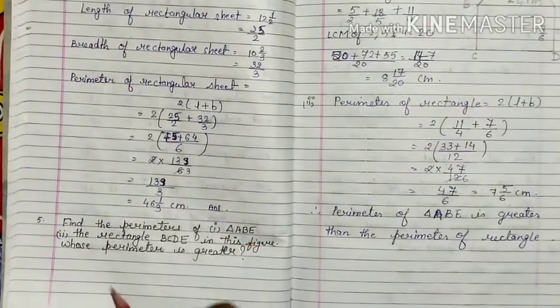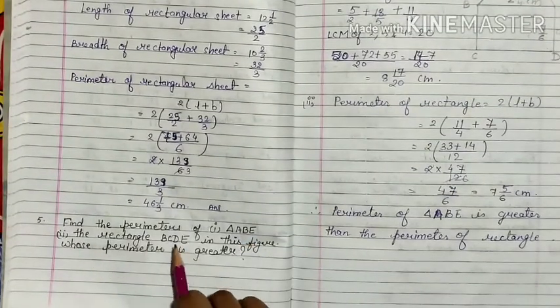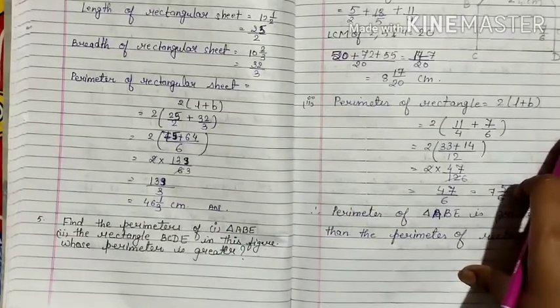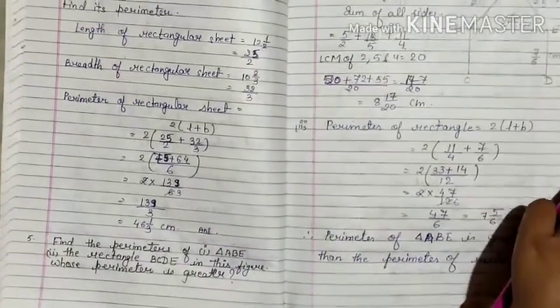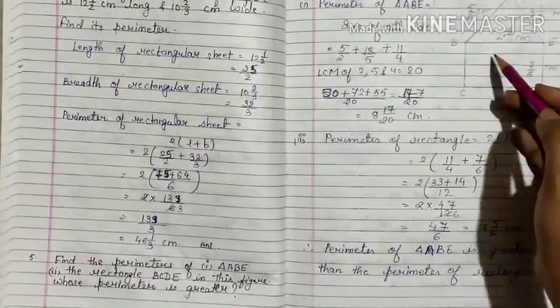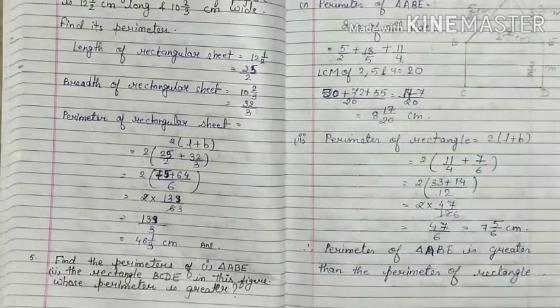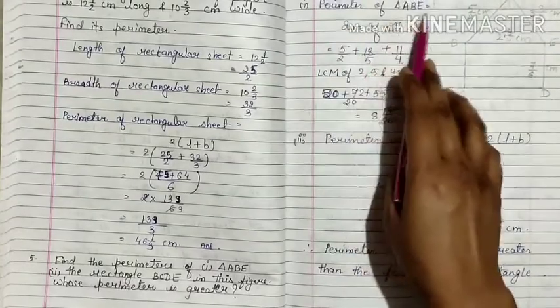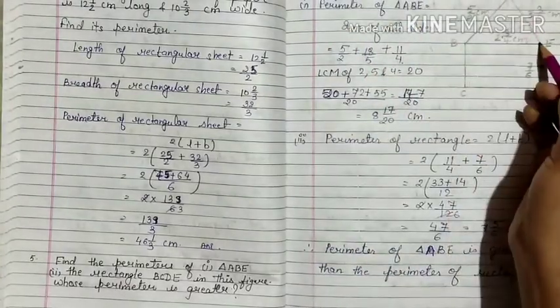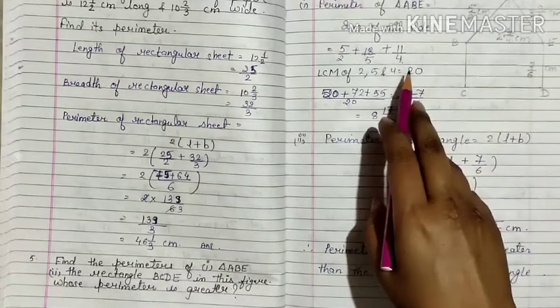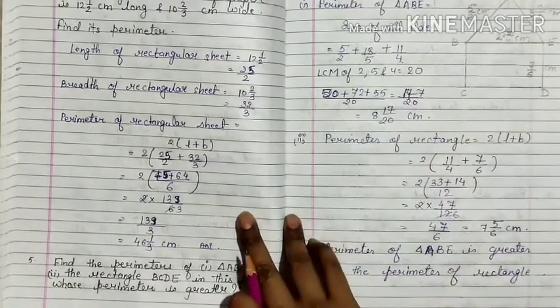See the fifth question. We have to find the perimeter of triangle and a rectangle. Okay, in the figure. So first we will see the figure. Here is a rectangle and here is a triangle. First we have to find the perimeter of triangle ABE. For this, what is the formula? Sum of 3 sides or sum of all sides.